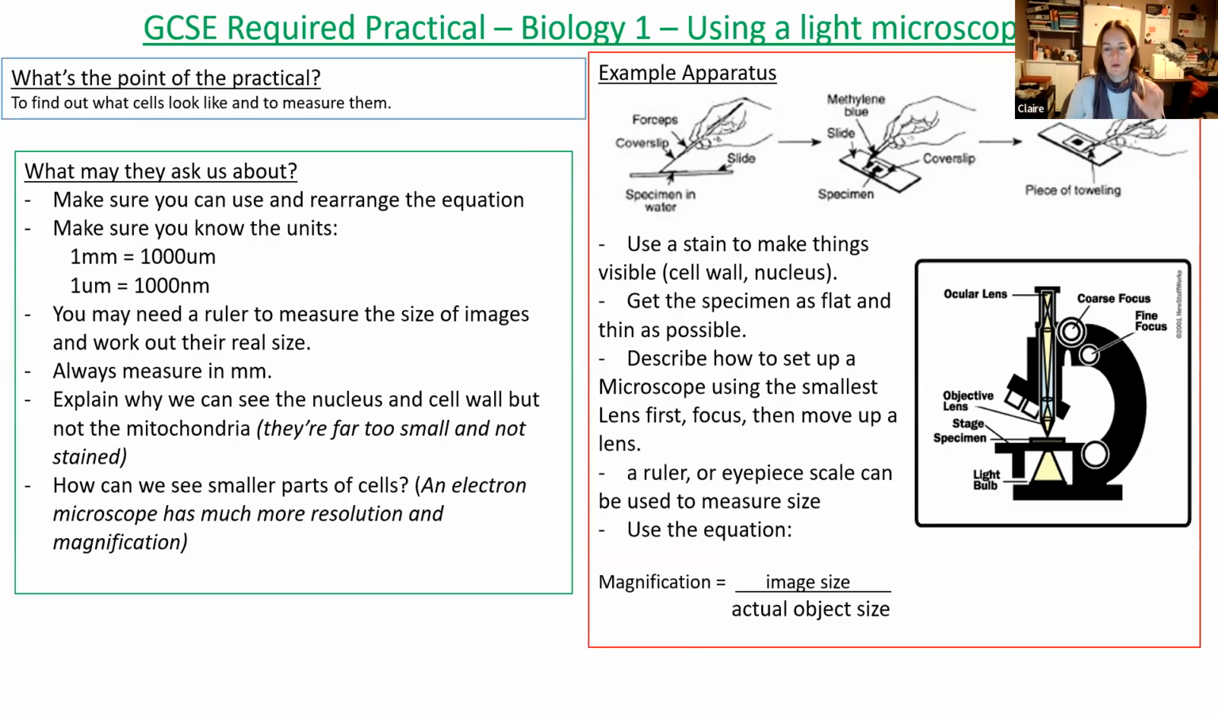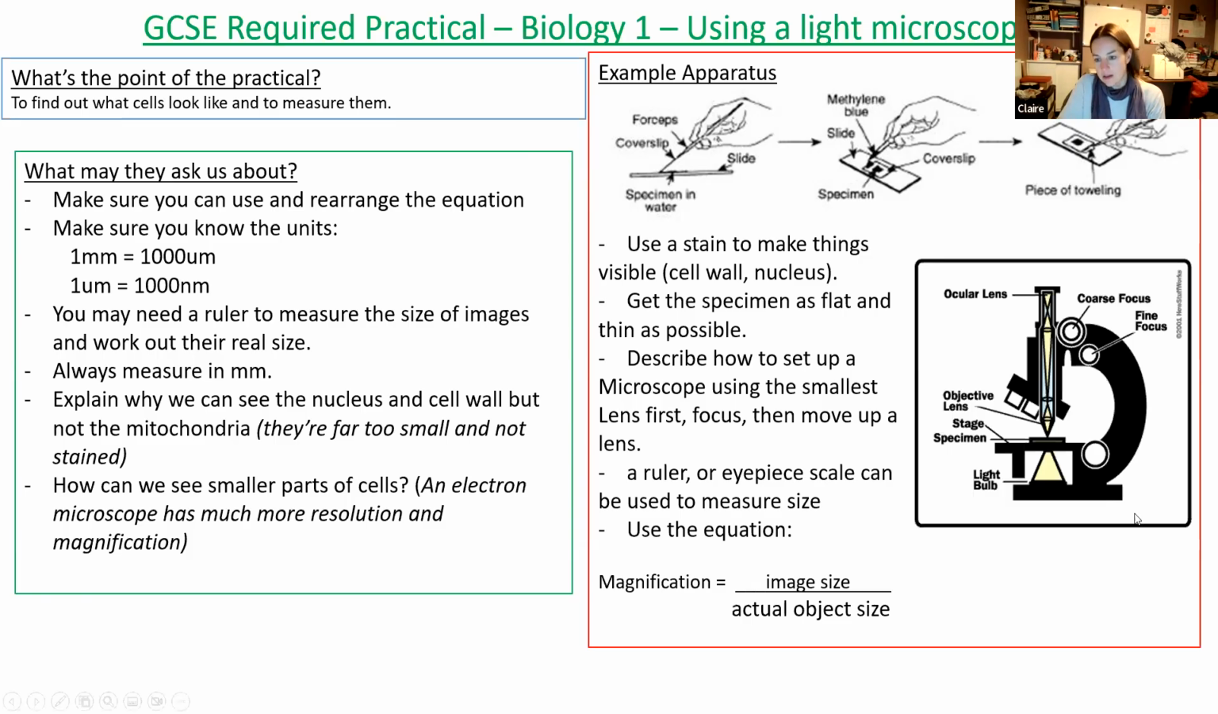So that is always starting, as I put down here, by putting the slide on the stage, starting with the lowest objective lens, which is typically ×4, and then using the coarse knob to focus, and then going up gradually to the next objective lens.